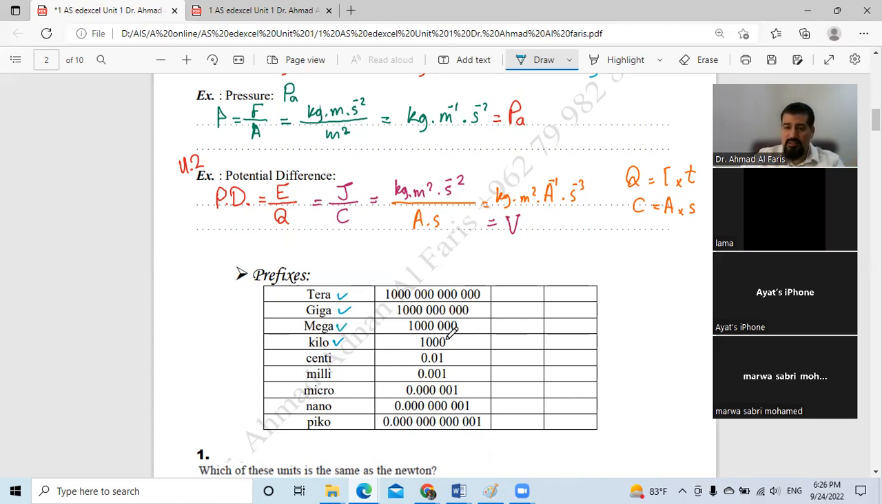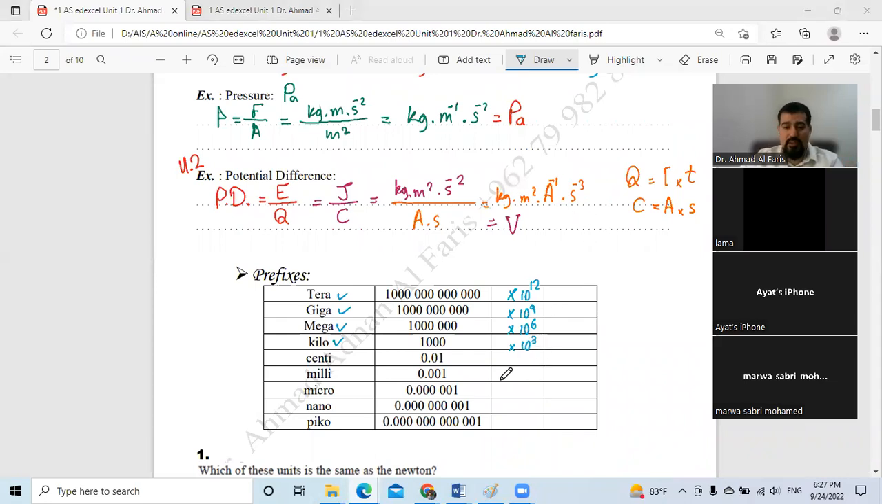Now, kilo is 1,000 and mega is 1,000,000. Giga is 1,000,000,000 and tera is 1,000 billion. You can write this as 10 to the power of 12, which has 12 zeros. And as you can see here, the exponent of 10 increases by 3 or decreases by 3, as we are going to see now. Giga is times 10 to the power of 9. Mega means million, times 10 to the power of 6. Kilo means times 10 to the power of 3.